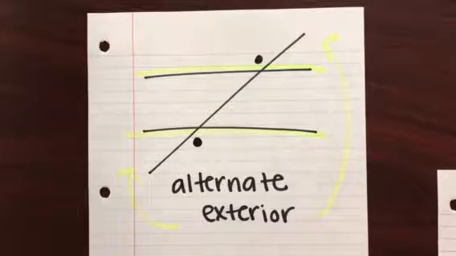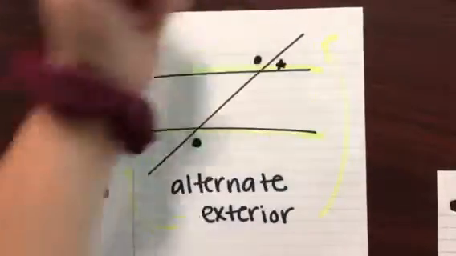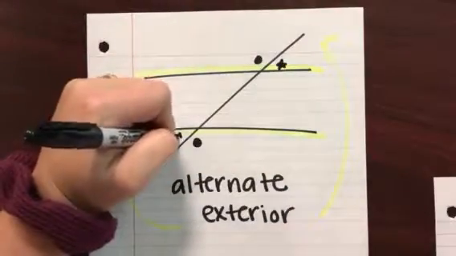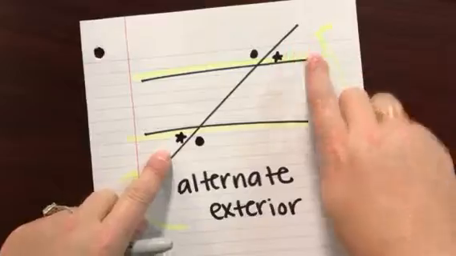They have the same measure. They are both going to be obtuse angles. And just like with alternate interior, we also have two acute angles that are considered alternate exterior angles that will have the same measure. Opposite sides of the intersecting line, same measure.